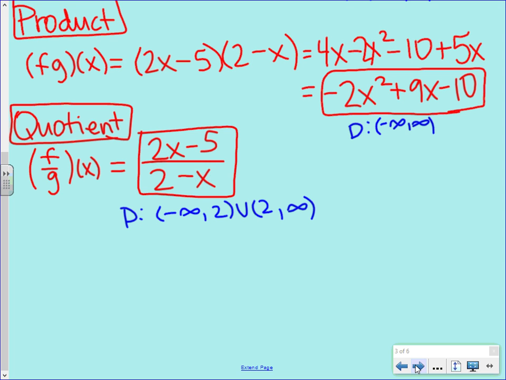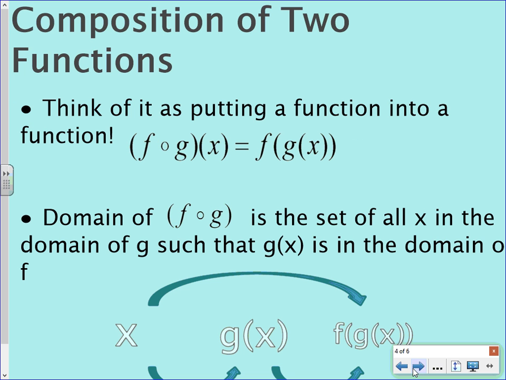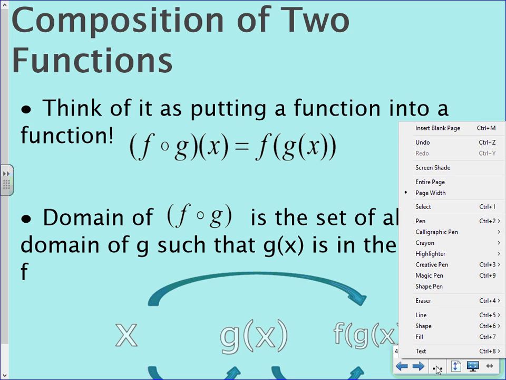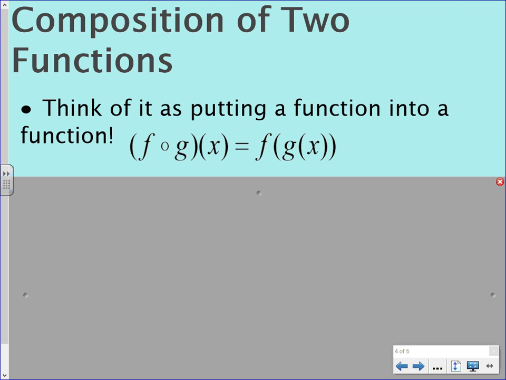That is 4 ways of combining 2 functions. What is the 5th? Yes. The composition of functions. Okay? Putting a function inside of a function. Here are the 2 notations. You're probably most comfortable with this notation. Oh, you like this one better? Okay, all right. This is the one that you might not see as often as this one.